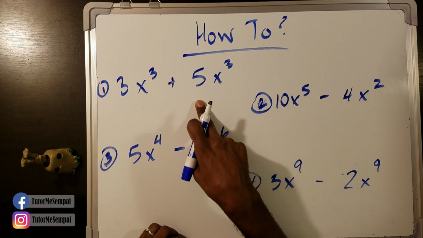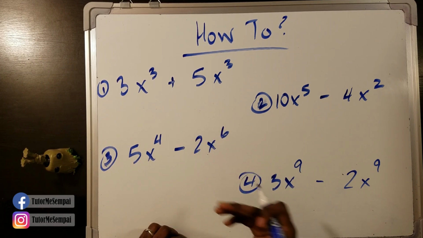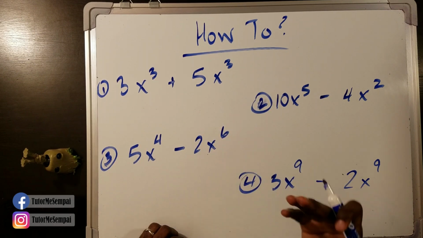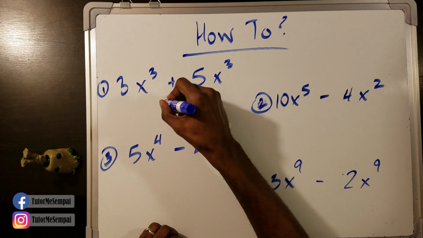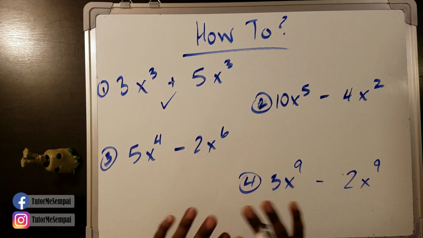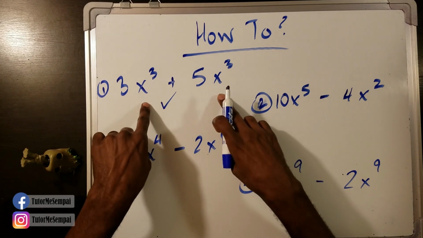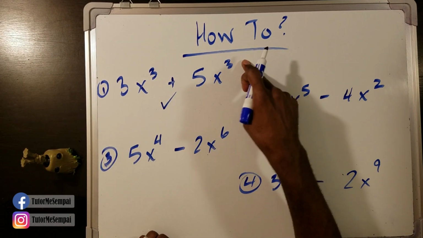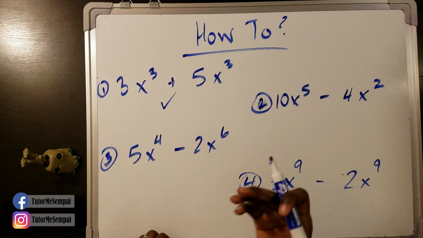So when we look at this, is this possible? Number 1, 3x cubed plus 5x cubed. Can we combine those? Yes. That's possible because they have the same base of x, and remember, x can be any number, but because they're both x, they're both the same. And exponent, our 3 is the same, so we can combine it.